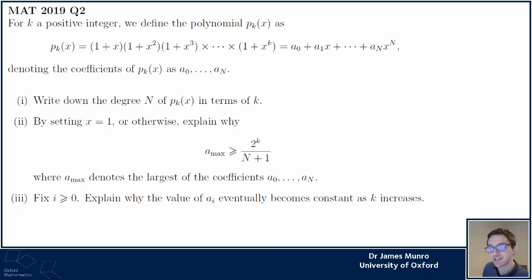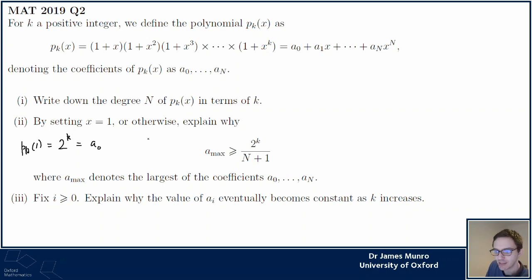Part 2 suggests that we set x equal to 1, and it asks us about the maximum of these coefficients on the right. I'll think about that in a minute. I want to set x equal to 1. So I'll work out pk of 1. That's going to be, well, the first bracket here is 2. The second bracket is 2, and I suppose all of these brackets are 2, and there's k of them. So that's going to be 2 to the k on the left.